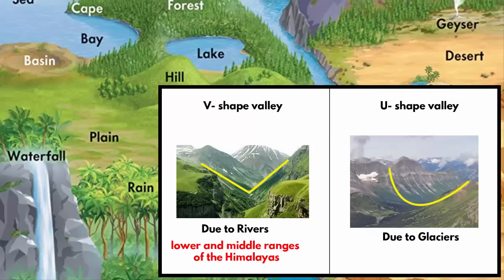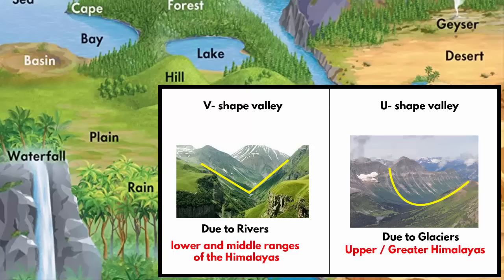In India, you will find many V-shaped valleys in the northern states and northeastern states. In these places, most of the V-shaped valley are found in the lower and middle ranges of Himalayas, because the upper Himalayas or the greater Himalayan ranges have glaciers. And I already told you that with glaciers, you will find a U-shaped valley.